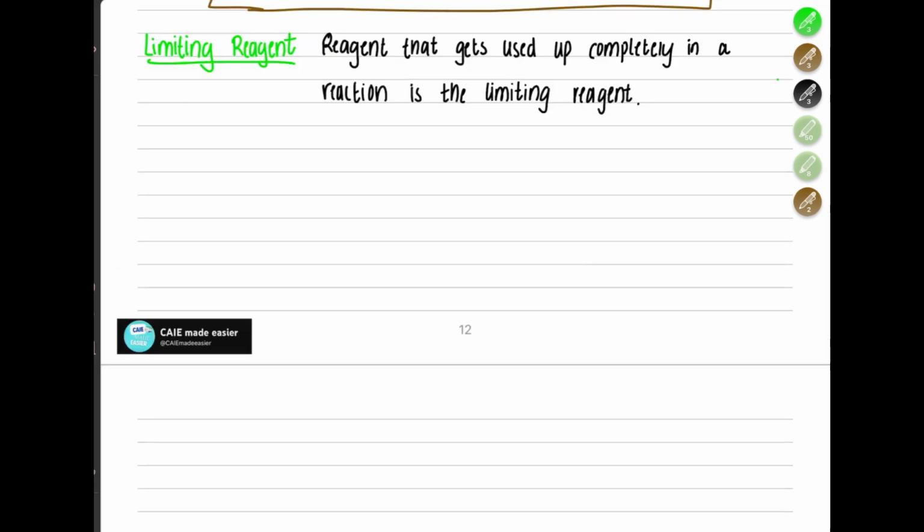Okay, now we'll discuss what a limiting reagent is. As the name suggests, this is the reagent that is in limited quantity. In a reaction, it gets completely used up. So you might be asked to identify the limiting reagent in a reaction. Say we have 0.07 moles of silicon and they react with 25 grams of bromine.